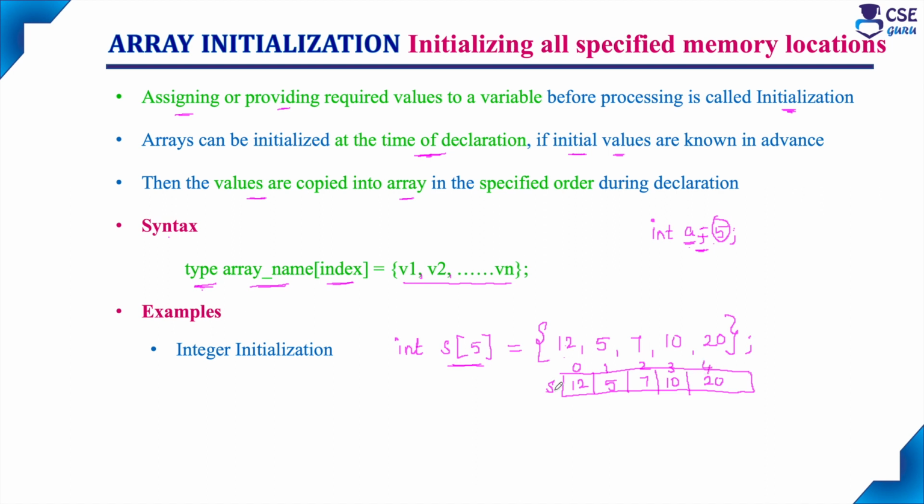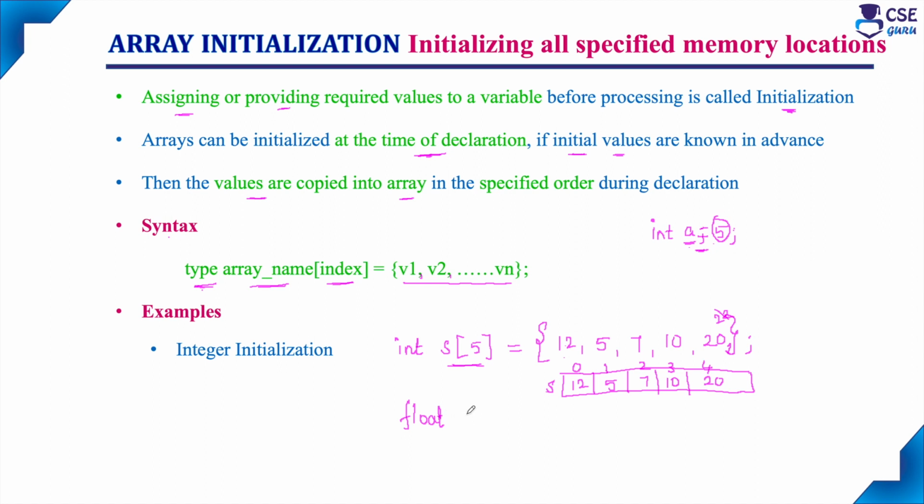Okay. So now we have initialized all the array elements by specifying the values like this. Suppose unknowingly you give one extra value like 22 here, a comma and 22, it will raise an error. Okay, so this is integer initialization.